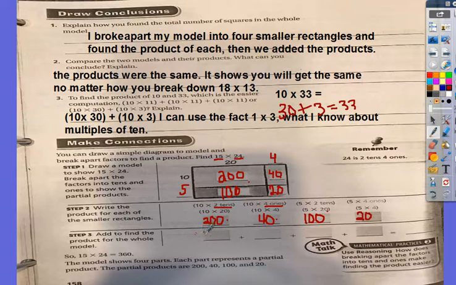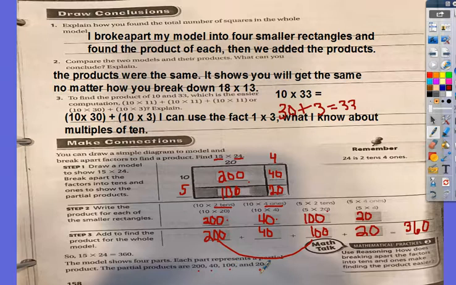Alright, now that we've got all of our numbers down, we need to add to find the product for the whole model. So we have 200 plus 40 plus 100 plus 20, and if we were to add that all up, it's 300, 4, 5, 6, so we have 360. Okay, alright, so 15 times 24 is 360. The model shows 4 parts. Each part represents a partial product. The partial products are 200, 40, 100, and 20.